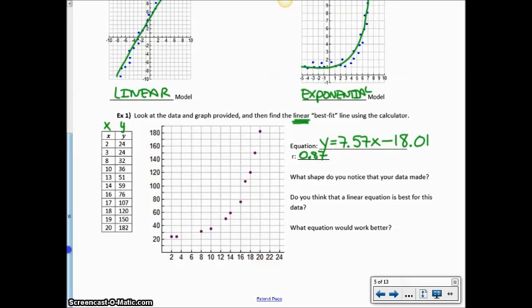So then it says, what shape do you notice the data made? Well, it's exponential. Because there again, it's got this nice curve in it that tells me that it's probably exponential. Do you think that a linear equation is the best fit for this data? No, definitely not. I think that an exponential would. So it says what equation would work better? Definitely exponential. So it's pretty simple.